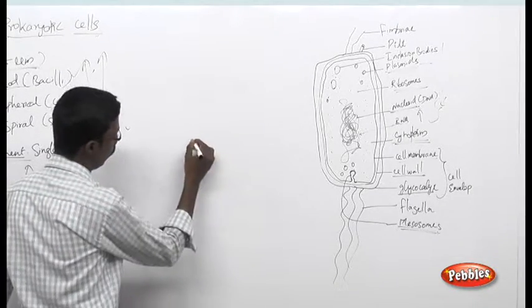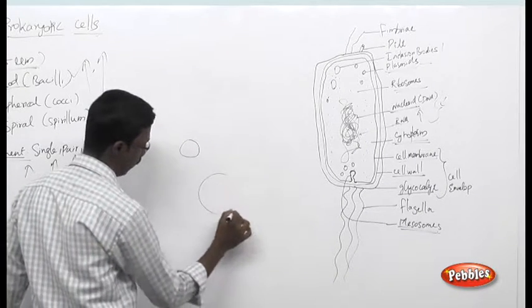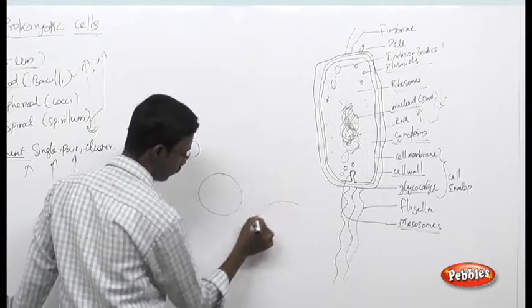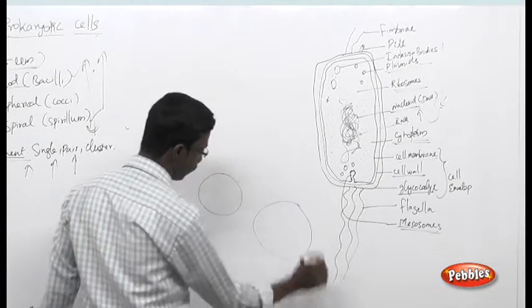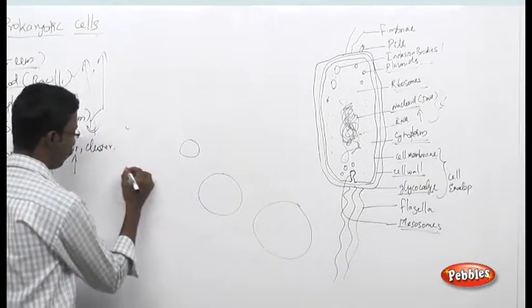Suppose you have a cell in this size, and the next cell in this size, and the next cell in this size. So while we are comparing the size to volume ratio.